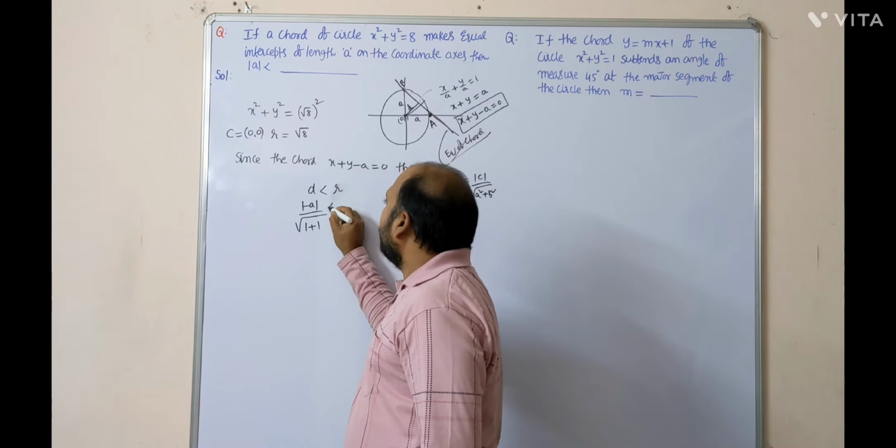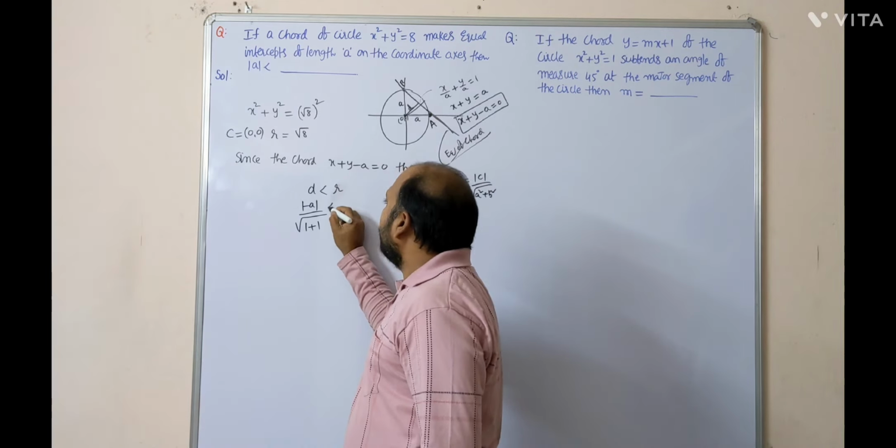So mod A is less than root 16, which means 4. If you remove this modulus, A is less than plus or minus 4 will come. Otherwise they are asking mod A only, no? This is the answer. But in MCQs, chances are they will give it like this also. So our answer is less than 4. I hope everyone understands. We'll move on.